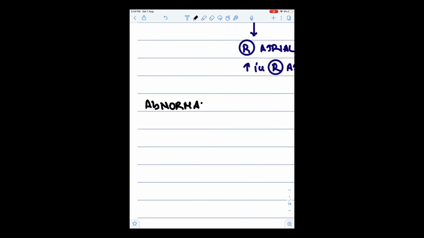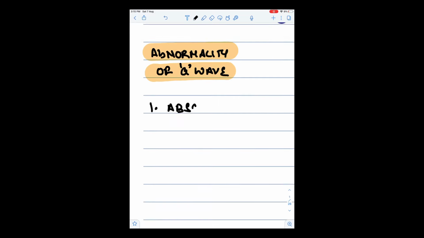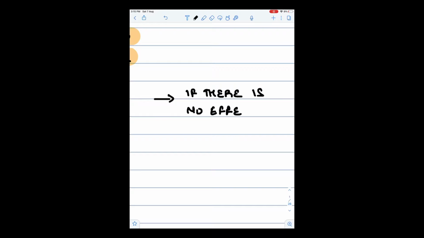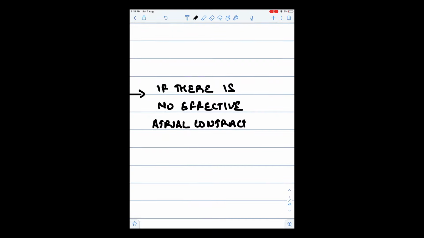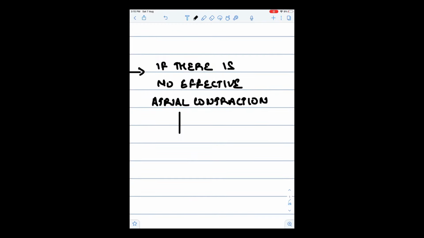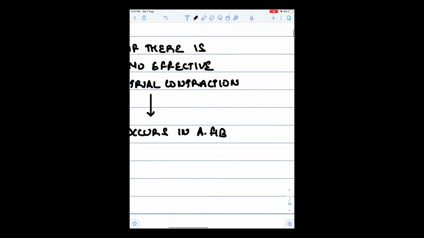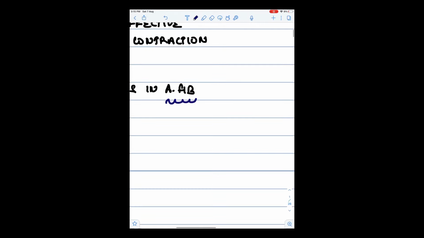What are the abnormalities in the A wave? First, absence of A wave. Sometimes the A wave can be absent too. It occurs when there is no effective atrial contraction. It occurs in atrial fibrillation. So absence of A wave is seen in atrial fibrillation.